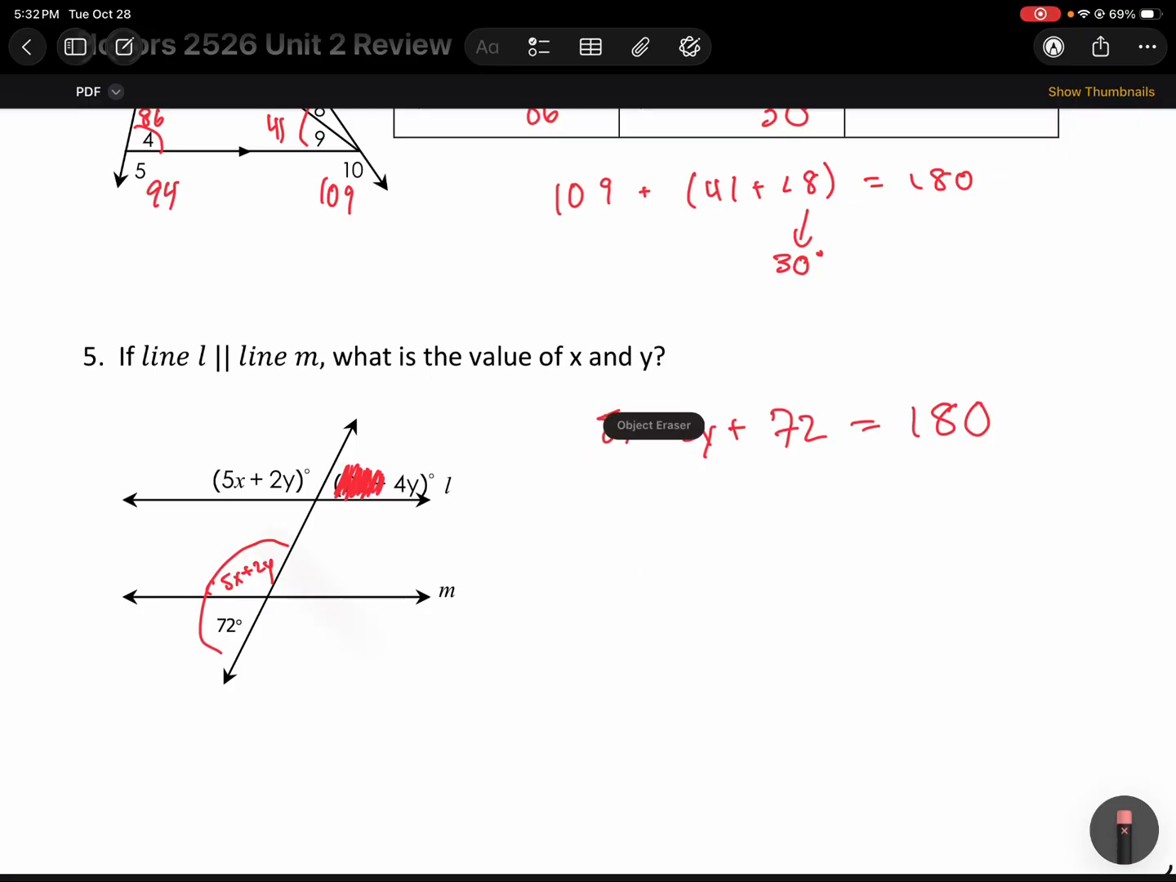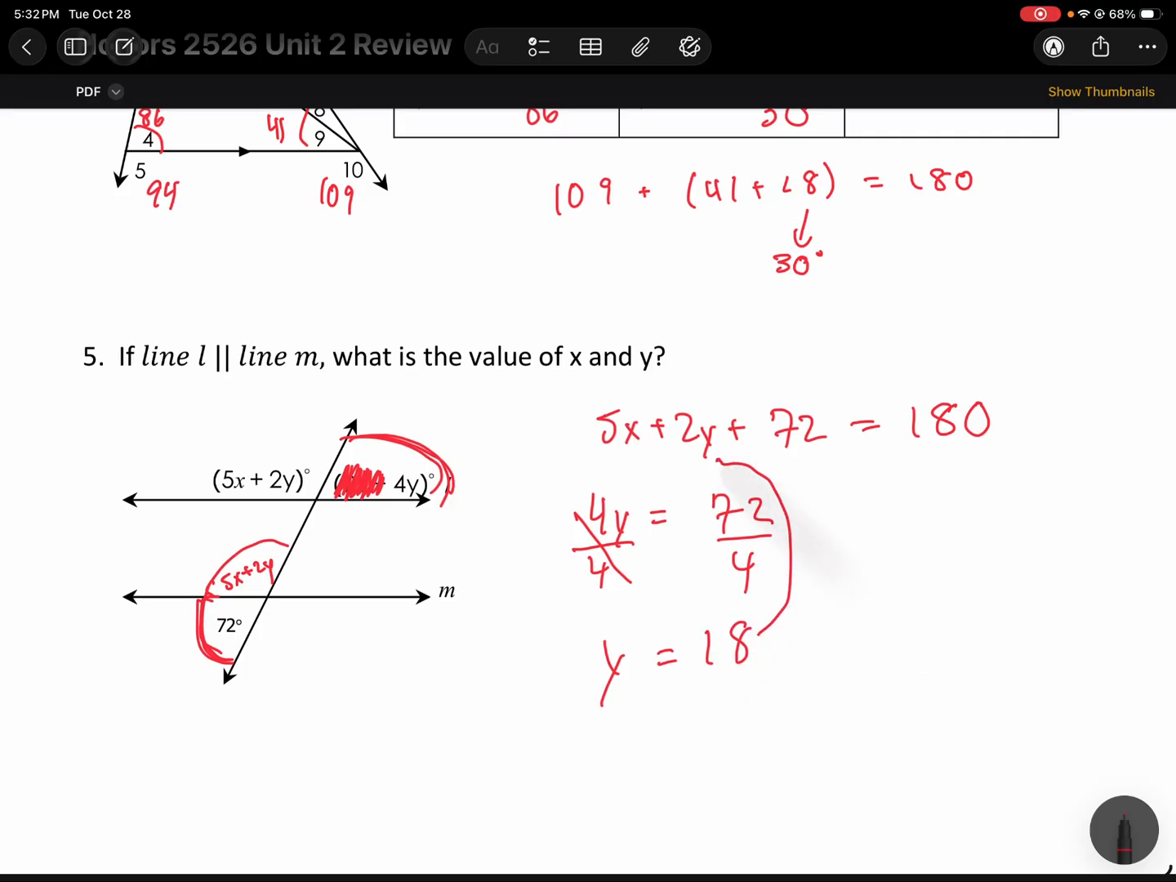So let's solve for y first. Solving for y would mean these two are alternate exterior angles, which means 4y is equal to 72 degrees. You can divide both sides by 4, so y is going to end up being equal to 18. And then we can plug in 18 in place of y to solve for x. So 2 times 18 would leave me with 36. And 36 plus 72 would end up leaving me with 108. Then we can subtract 108 on both sides to get 5x is equal to 72. Is that right? Yeah.